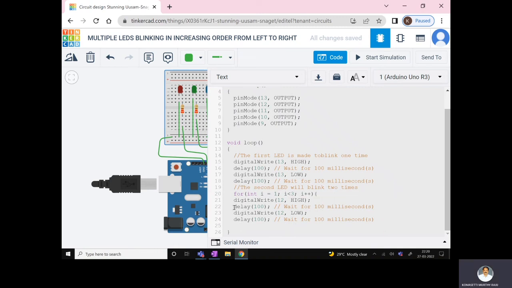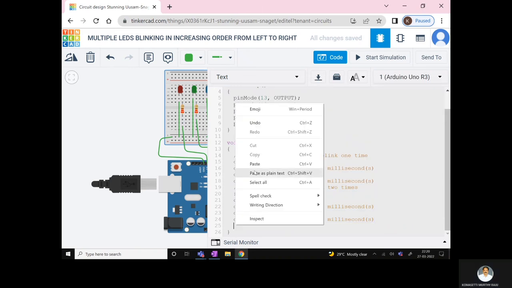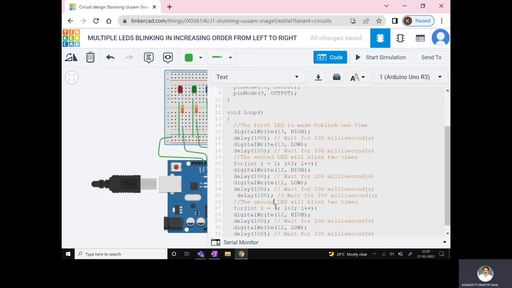The third LED will blink 3 times. Copy the same here, and we have to change something. Integer i is equal to 1. Instead of 3, here we use 4. Same here, we need to change the pin to 11.